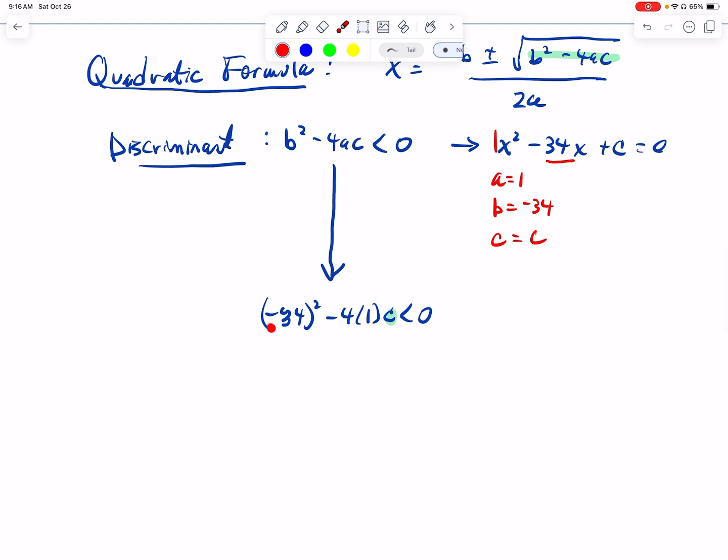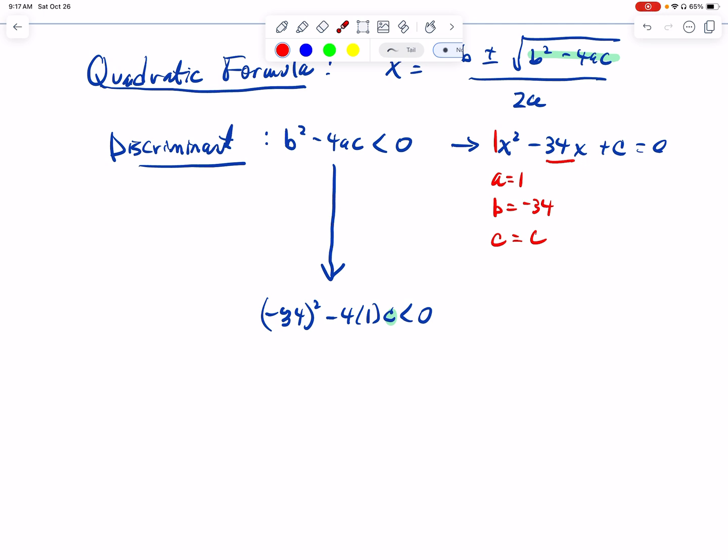Anyway, if I'm going to solve this by hand, I have to square this negative 34. I'm not even going to worry about what negative 34 squared is. I know that it is a positive number, so you can ignore the little negative sign, because when you square it, it's going to be positive.